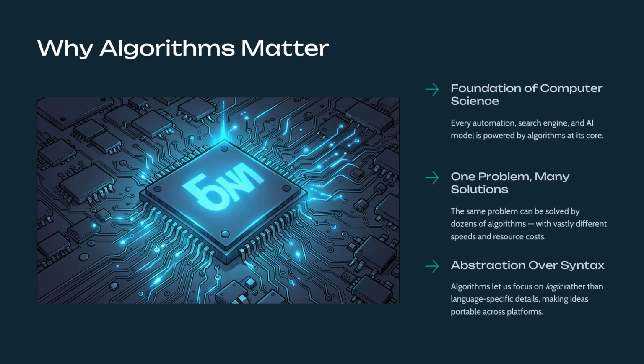For example, searching for a name in a list can be performed using linear search or binary search. Both solve the same problem but differ significantly in speed and efficiency. Another important advantage of algorithms is abstraction. Algorithms focus on logical steps rather than programming language syntax. Once we design a good algorithm, it can be implemented in Python, Java, C++, or any other programming language. Therefore, algorithms encourage systematic thinking and make software development more organized and efficient.